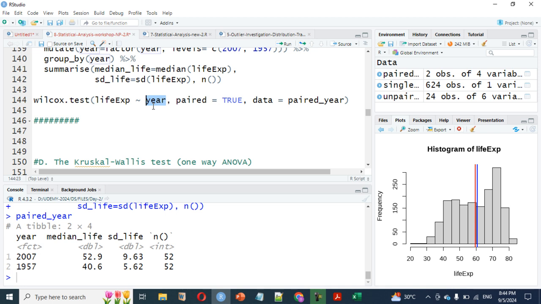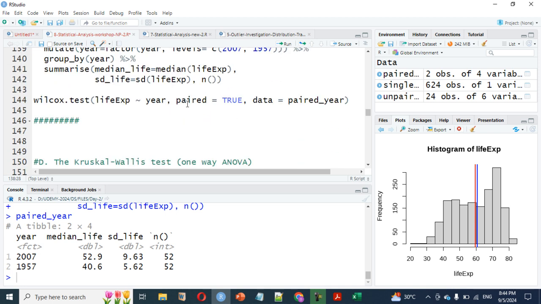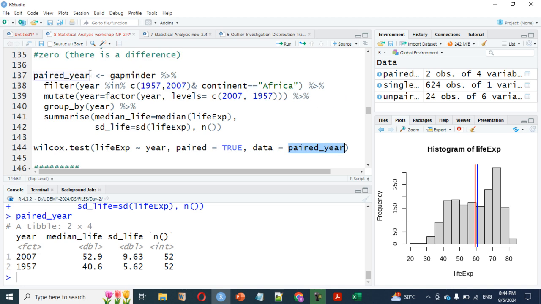Okay, because we are dealing with two, this year and this year only. All right, we say paired equal to true. Our data is passed here, which is our new data set. But we're not using this one now. I'm going to run this line again. Oh, that's what we needed. We don't need everything here.